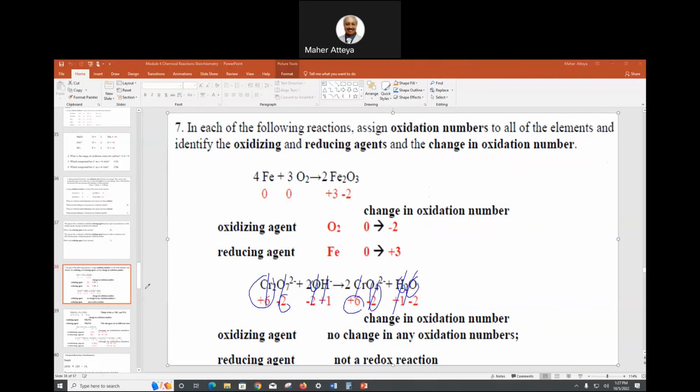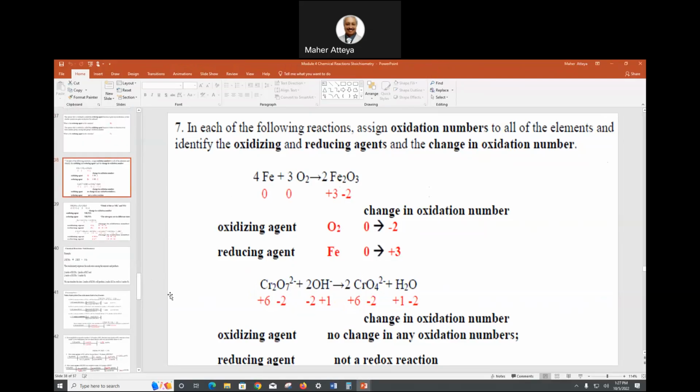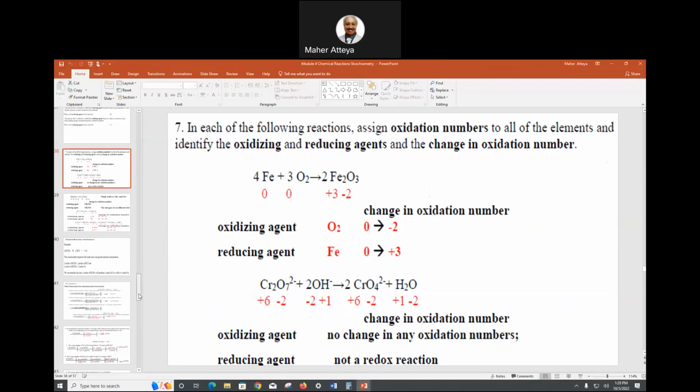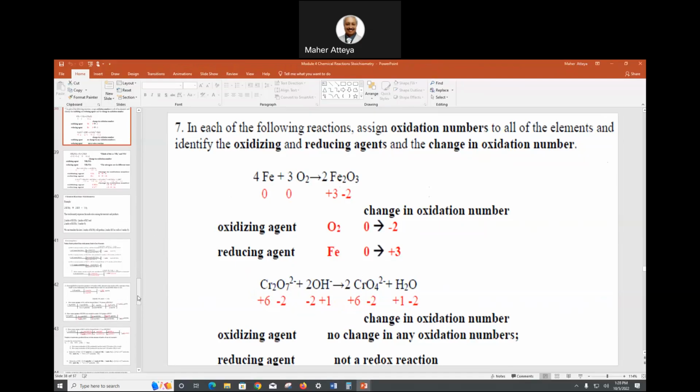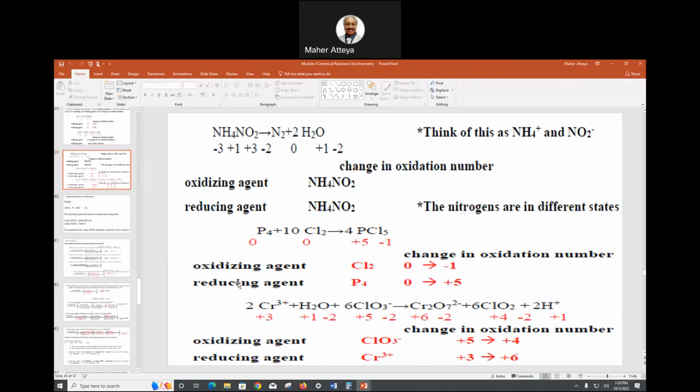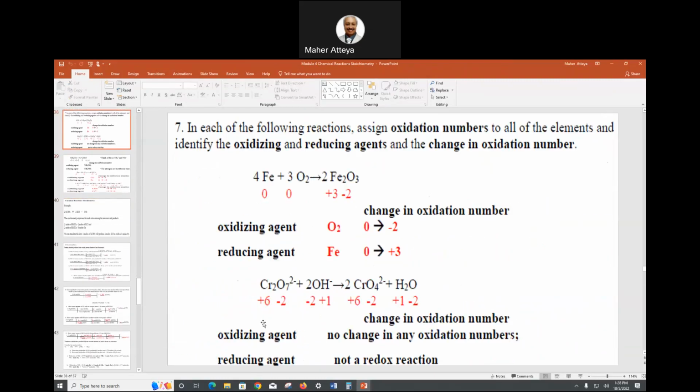What's your answer? There is no change in the whole thing, correct? So we don't have any oxidation reduction reaction. In order to have oxidation reduction, we have to have change. One will increase, the other one will decrease. But there's no increase or decrease in charges, and therefore the answer is there is no change. So this equation is not an oxidation reduction equation.